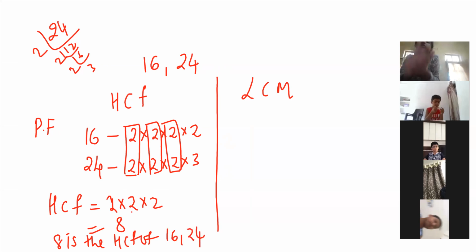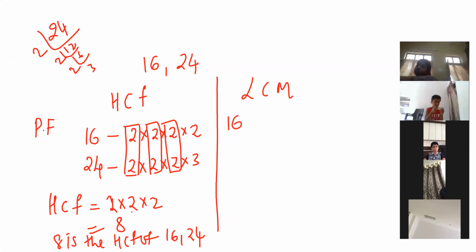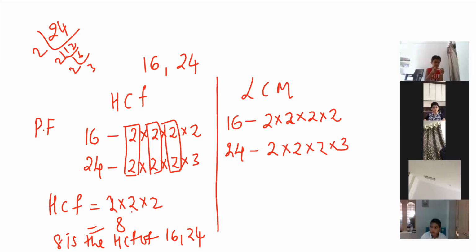In the same manner, let us find out the least common multiple of 16 and 24. Again, the same thing here. We have to extract the prime factors of 16. What are the prime factors of 16? 2 into 2 into 2. What are the prime factors of 24 here? 2 into 2 into 2 into 3. How to find the LCM? First, let us circle the common factors here. What are common? 2, 2 and one more 2 is common.